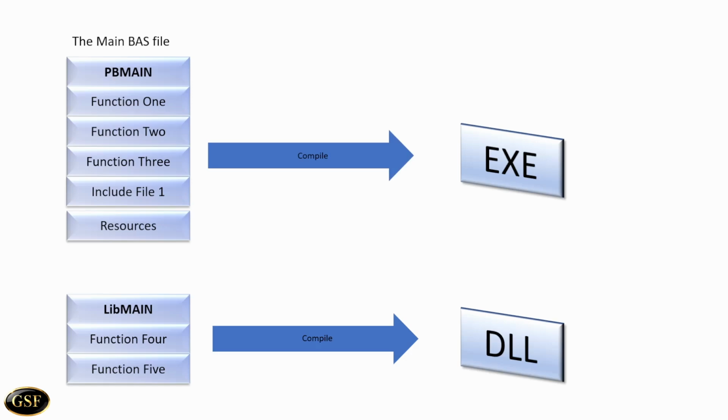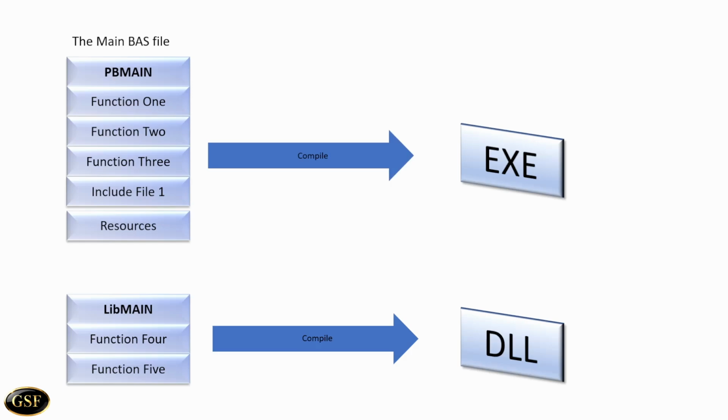In the source code for the DLL, there is a function called libmain. This is the equivalent of the PBMain function in the application we have created. This is the first function that is called when the DLL is accessed. Other functions can be added quite happily to the file and set to be exported. And when our code is compiled, it will again produce a single file, but this time it's a DLL.